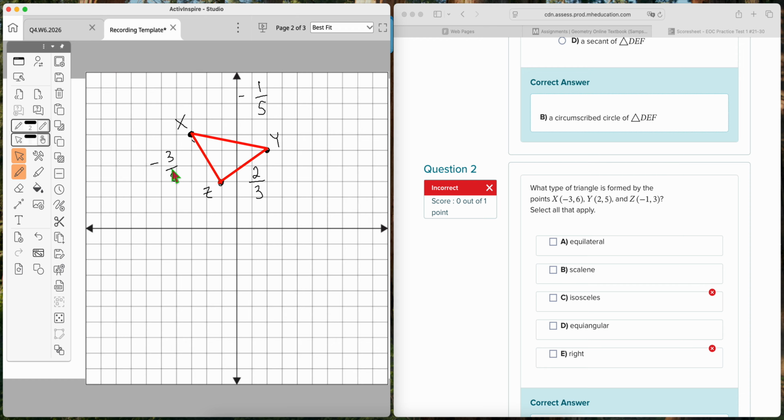And I see a connection. -3 halves and 2/3. These are opposite reciprocals. The fraction is flipped, and this is positive and this is negative. So these lines are perpendicular, XZ and ZY, which means it's making a perfect right angle. Visually, you might have just assumed it's a right triangle, but you don't actually know that without checking the slope. So it's also a right triangle, isosceles and right.